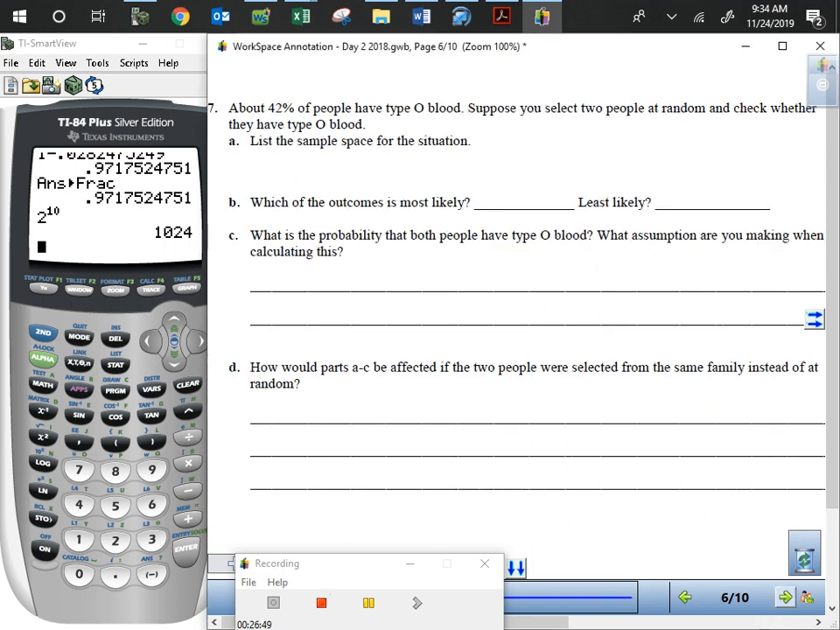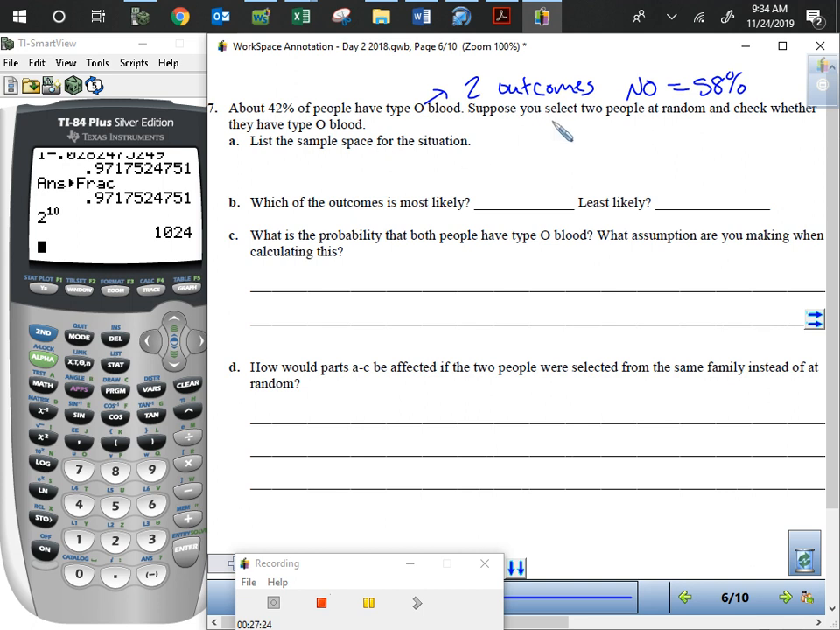Alright, next up, we're looking at number 7 here. It says about 42% of people have type O blood. Suppose you select 2 people at random and check whether they have type O blood. So this is kind of like the first problem in terms of what's going on. We have 2 outcomes, because you're either going to have type O blood or you won't. We're not going to list the other types of blood because it didn't give us probabilities for those. We just know that not O is going to be the complement of this, 58%. And that's just a combination of all the other blood types.